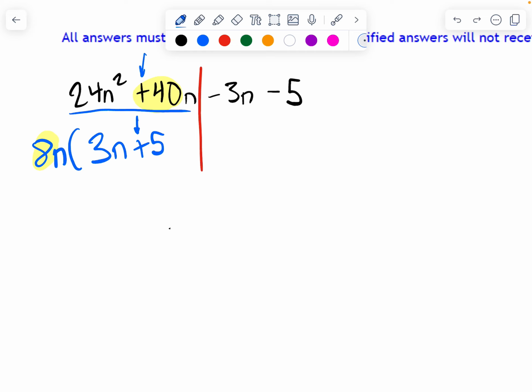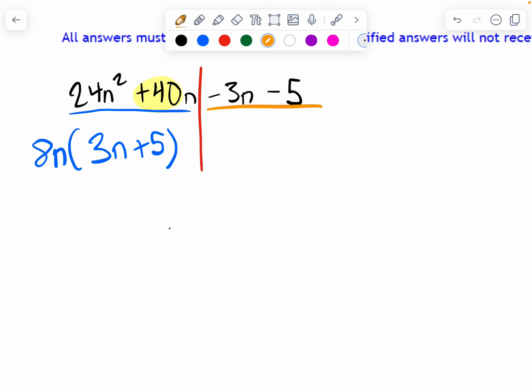And then look at the variables. We have 1 n, but we're taking it out, which means there shouldn't be any n's left over. You had 1, but you took it away. There you go, GCF of the left side. Now let's do GCF of the right side.